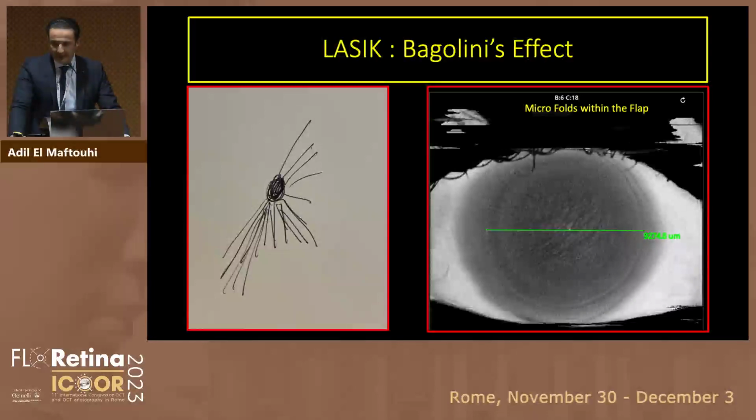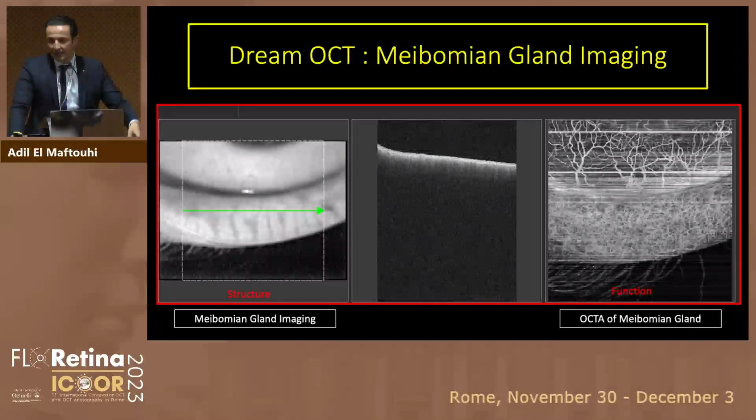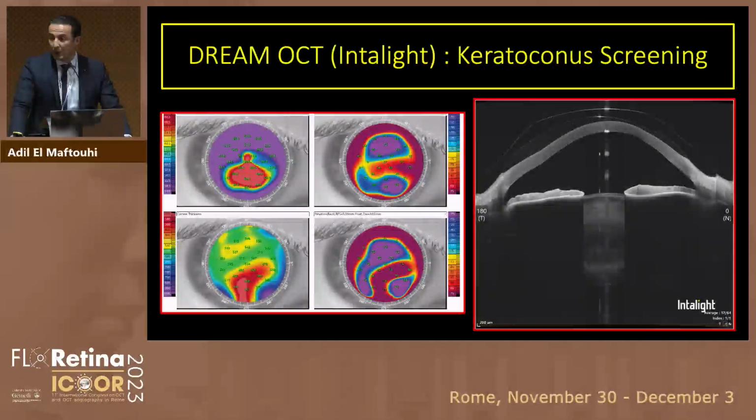In this case, you can highlight the microfolds of the flap, inducing light scattering, and this is the drawing done by the patient. You can also make meibomian gland imaging and analyze structure and function, with OCT angiography to analyze the vessel density in case of blepharitis, and you can analyze before and after IPL. You also have corneal topography embedded in the DREAM OCT.